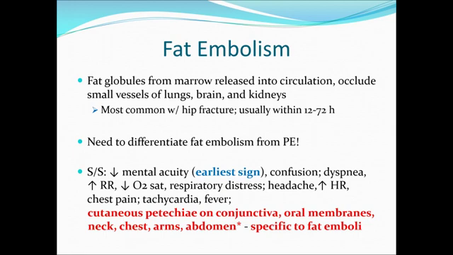Again, this is your body trying to compensate. The O2 sat will drop. They'll get into respiratory distress. They'll often report a headache and increased heart rate, chest pain, and fever. I have in red on the screen, cutaneous petechiae on the conjunctiva, oral membranes, neck, chest, arms, and abdomen. That is specific to fat emboli. Okay, it is specific to fat emboli. You need to know that because that's something that's going to help you distinguish it pretty quickly.